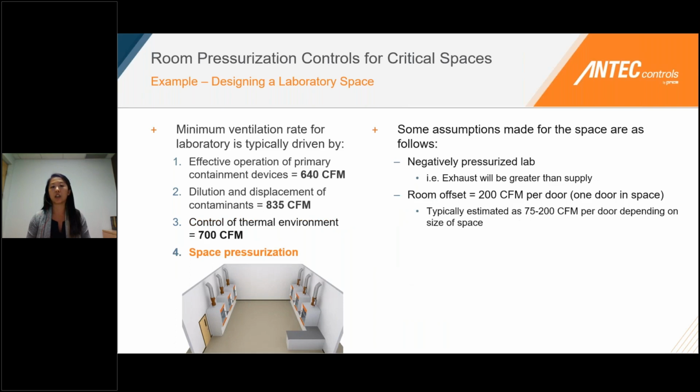The last thing we're going to take a look at here is the space pressurization. So again, we're going to assume this is a negatively pressurized lab, so we know our exhaust is going to be greater than our supply.